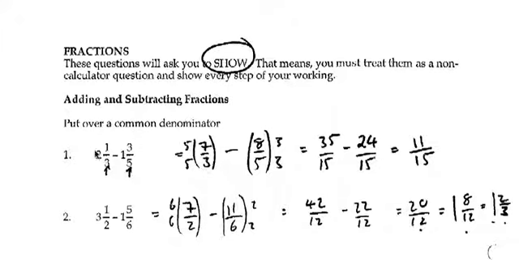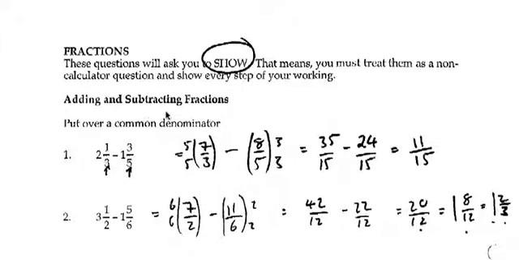So for example, it might say show that 2 1/3 minus 1 3/5 equals 11/15. It's already told you the answer. It's asking you to fill in the middle steps. So you have to treat it as if it's non-calculator.